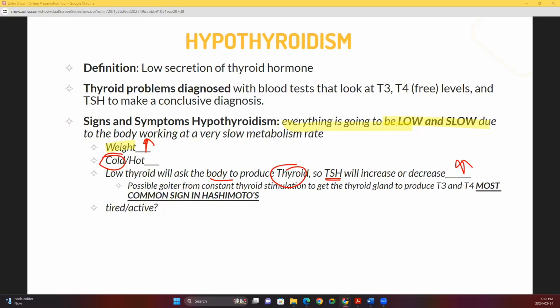Increase. I didn't want to mention this point; I will explain it later. Will you be more tired or active? Tired. Weight is gain. And what will happen to your heart rate? Everything will be low and slow. Heart rate will be low. What will happen to your GI system? It is slow. Low means constipation. What will happen to your mood? Low means depression. So those kinds of things.